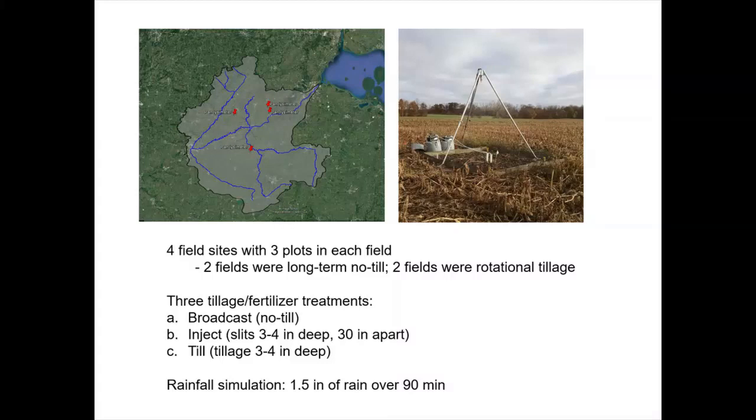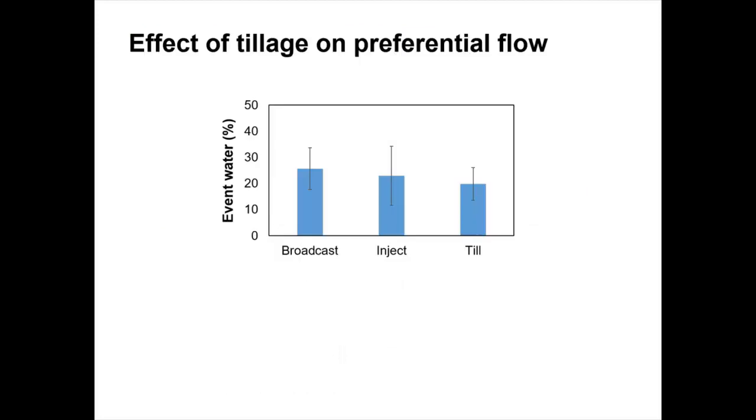And we had 3 treatments. We had a broadcast treatment, so essentially we didn't touch the soil surface. We had an inject treatment, so we had slits that were 3 to 4 inches deep that were spaced 30 inches apart. And then we had a tilled treatment where we essentially mixed the top 3 or 4 inches of the soil. Then we put 1.5 inches of rain over 90 minutes on these plots, and we measured how much rainfall was moving through the soil profile.